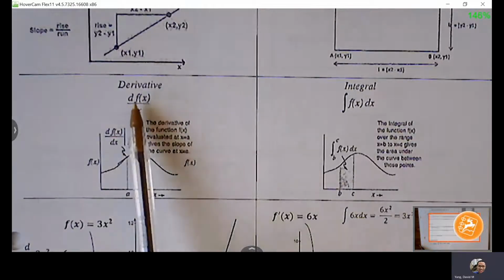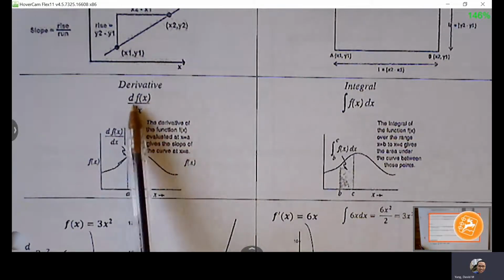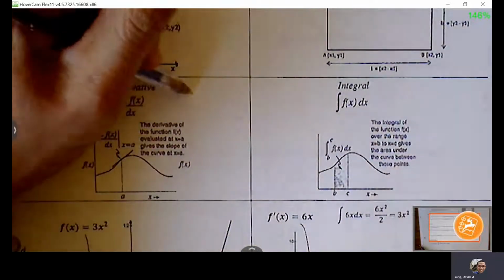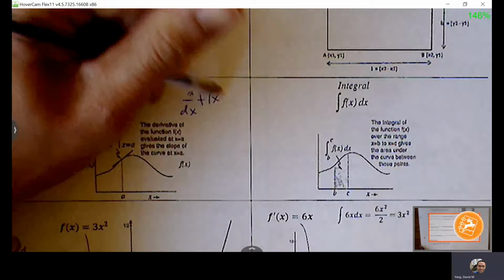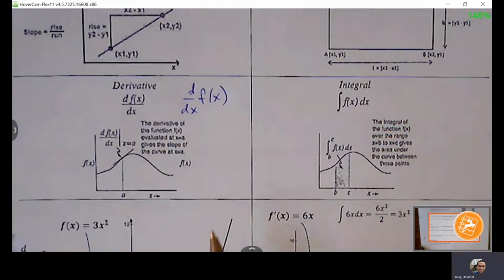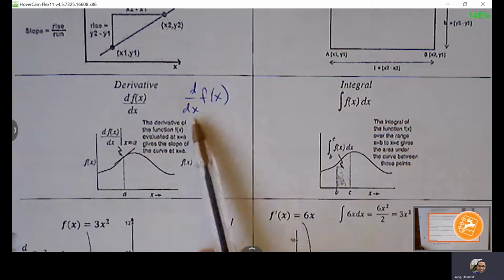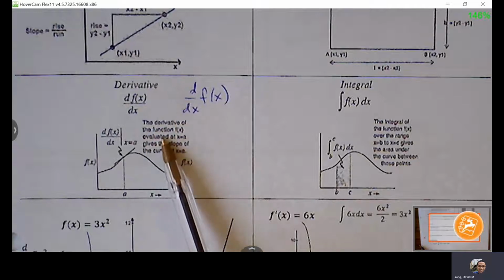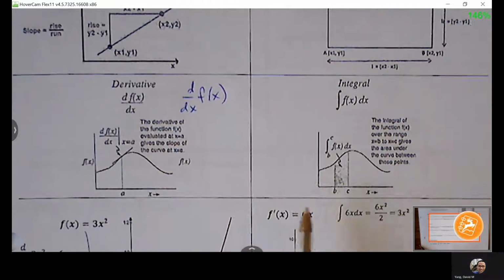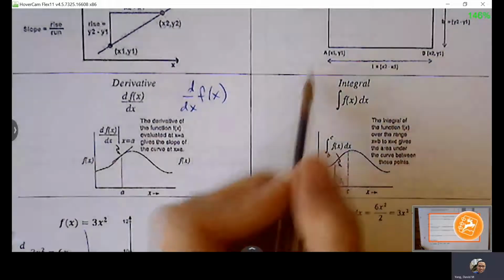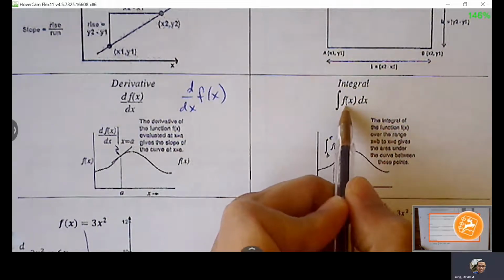Okay, so the notation that we use for derivative is d over dx. And if you see that d over dx, it kind of has that division feature to it, right? You see that dx in the denominator. So that helps remind us that this is kind of slope. This is the derivative of a function evaluated at x equals 1, which gives the slope of the curve at any point on the graph. Integral, though, has more of an area notation to it.